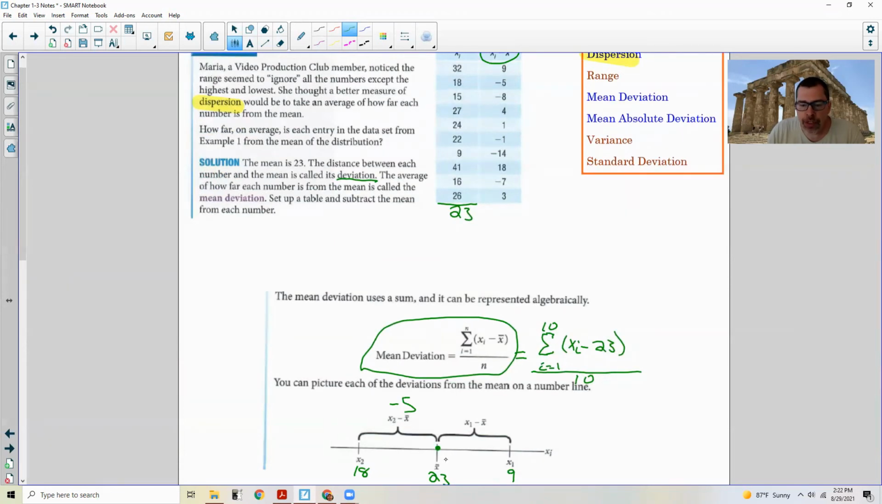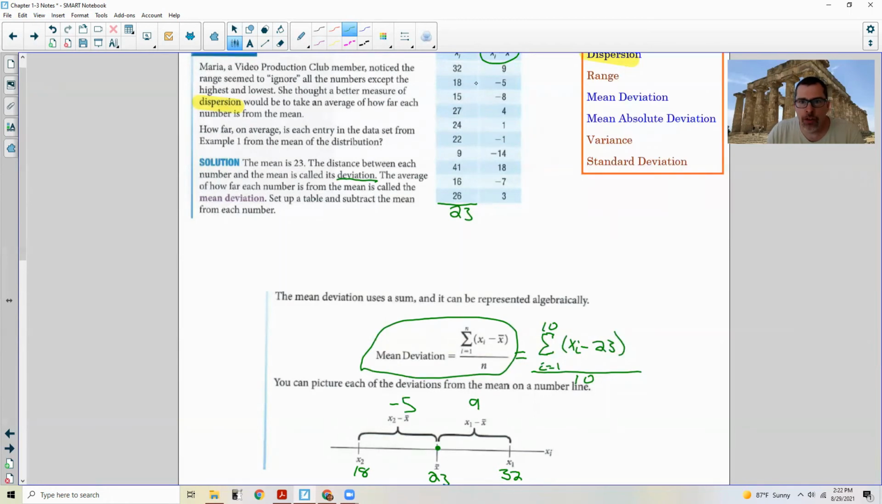To get from 23 to, oops, I put 9, it's not 9, it's 32. To get from 23 to 32, I had to go a distance of 9. There's my x sub 1 minus x bar, which is my 9 here. Okay, so hopefully that makes sense to you. You find the mean, and then every x value is on the same number line, and x sub whatever that number is minus the mean is the distance it is from that mean.